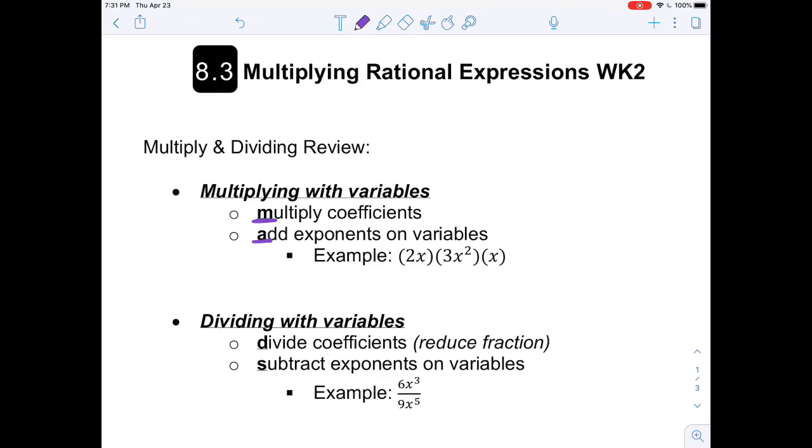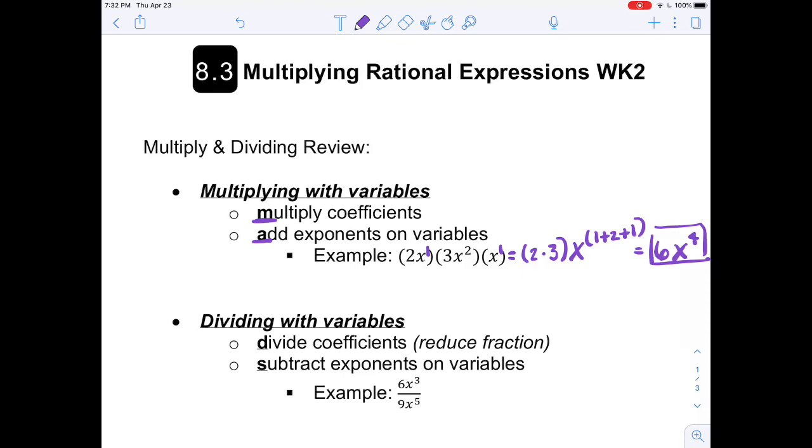So here's an example. If we have 2x times 3x squared times x, again, our coefficients multiply, so we can say 2 times 3. And then our exponents add. So we have x raised to the power of, we could say that that's a 1x and that's a 1x, so we have x raised to the power of 1 plus 2 plus 1. And then finally, we could write this in its most simplified form. 2 times 3 is 6, and it's x to the 4th power, 1 plus 2 plus 1.